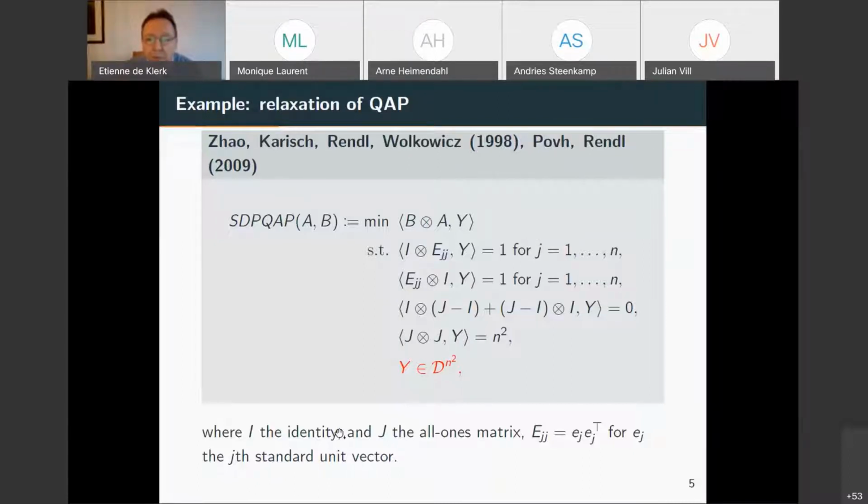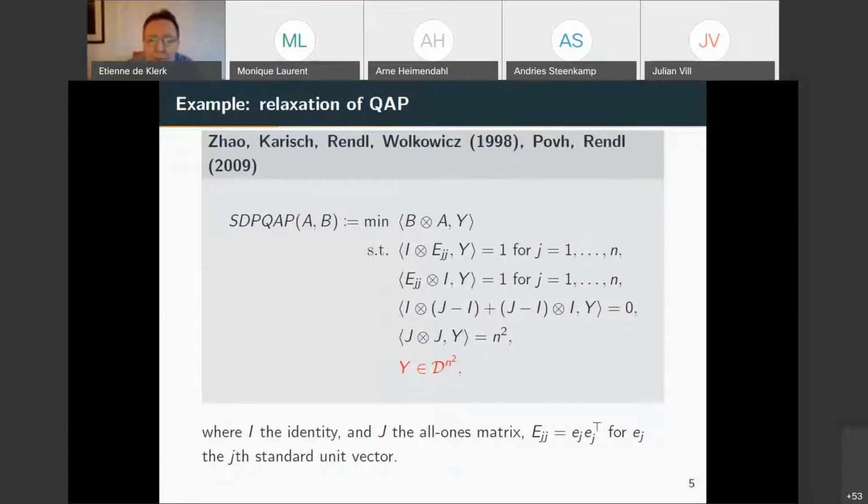But we're dropping the rank 1 condition on Y, so we get a lower bound on the optimal value of the quadratic assignment problem. This particular relaxation was introduced in '98 by Zhao, Karisch, Rendl, and Wolkowicz, and this specific reformulation is due to Povh and Rendl a bit later. In practice, we like to solve problems like these. They tend to give really good lower bounds on the solutions of instances of the quadratic assignment problem.